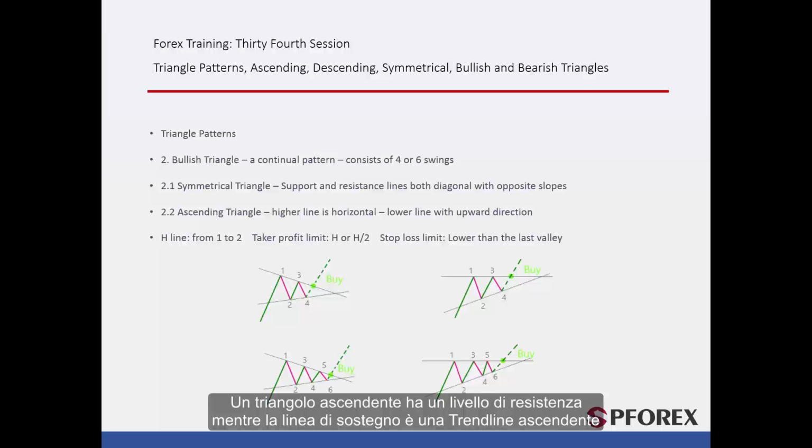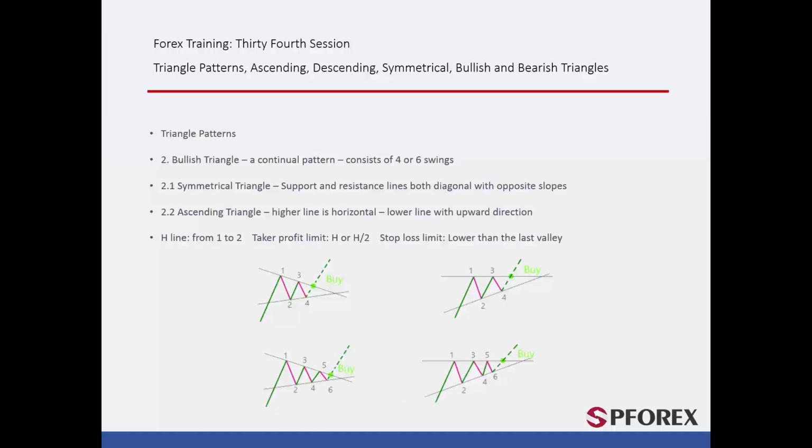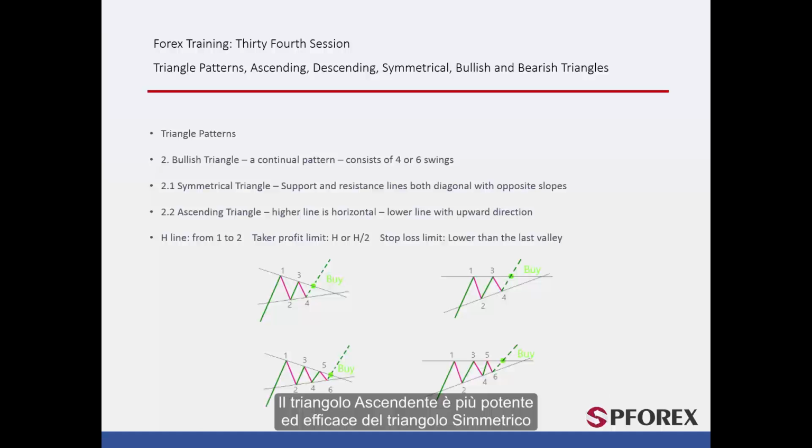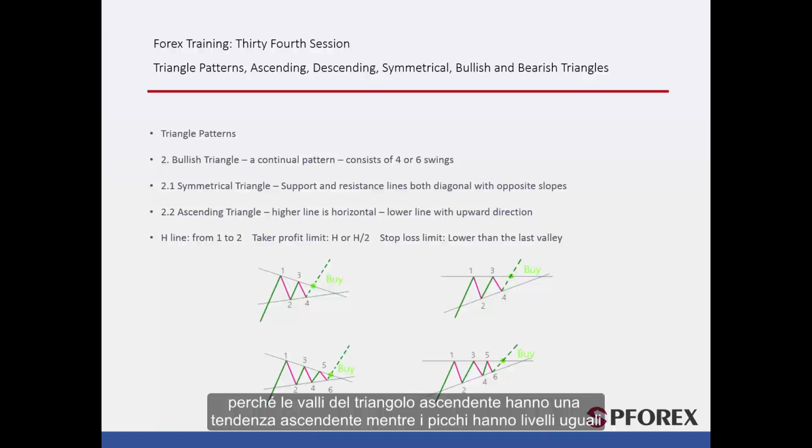An ascending triangle has a resistance level, while support line is an upward trend line. An ascending triangle has more power and effect rather than a symmetrical triangle, because valleys of an ascending triangle have an upward trend, while peaks have equal levels.